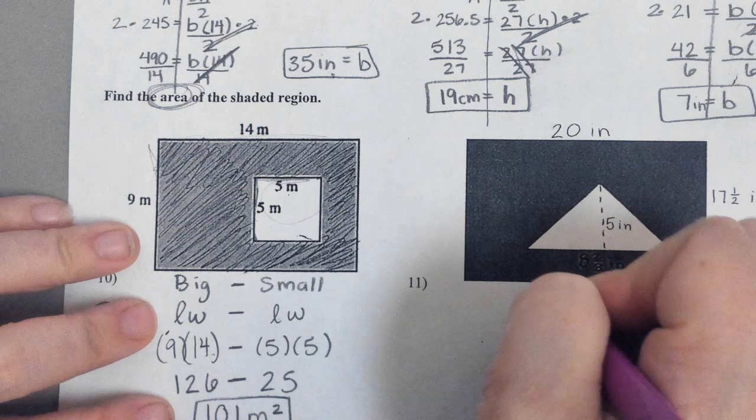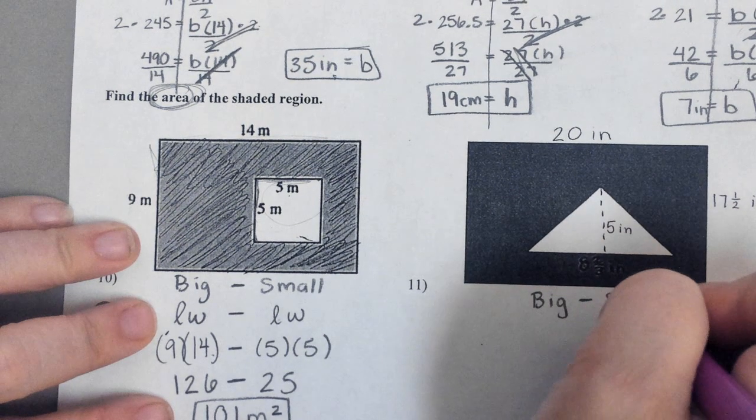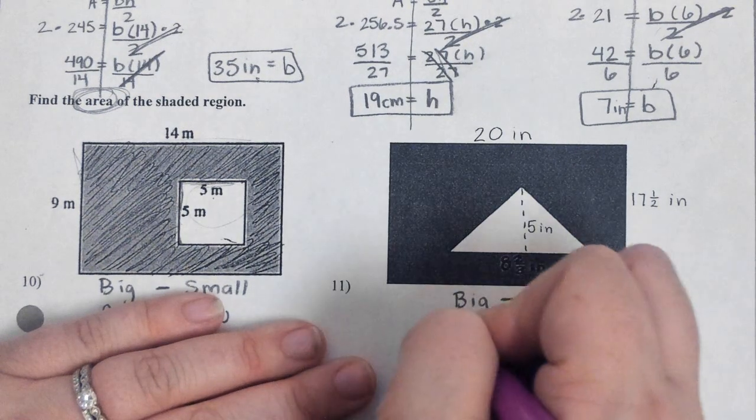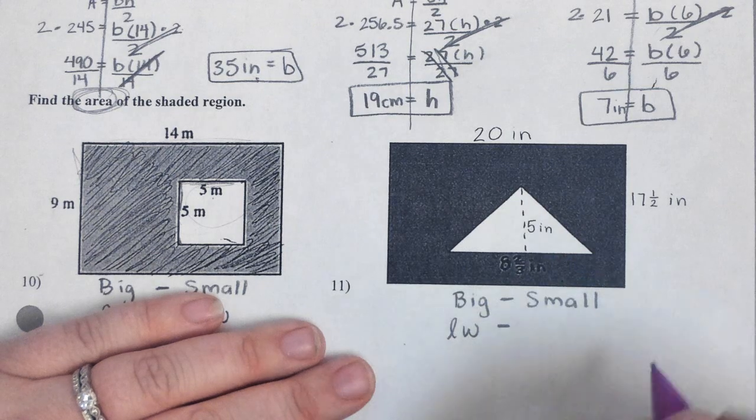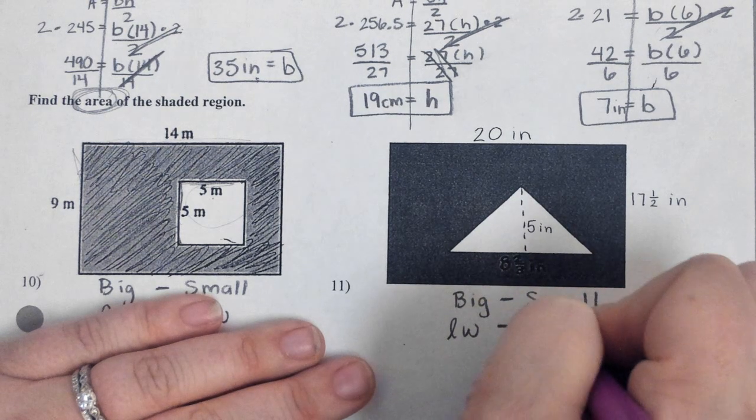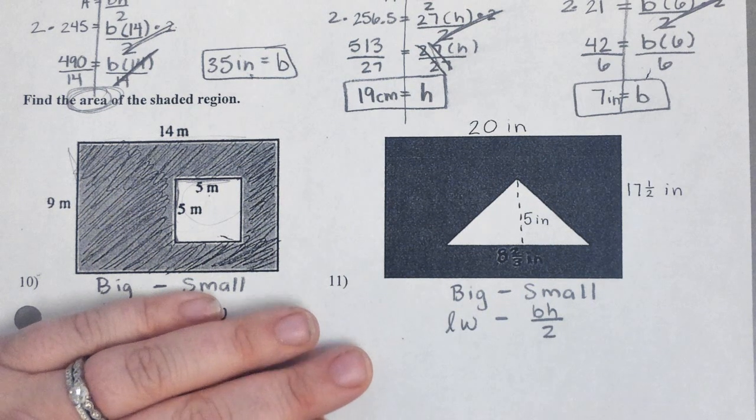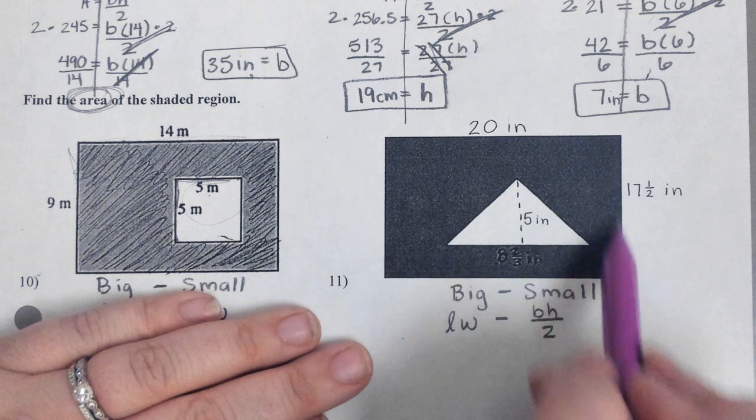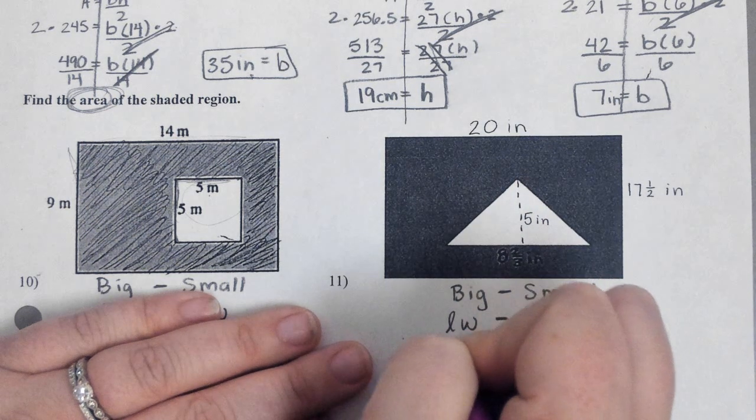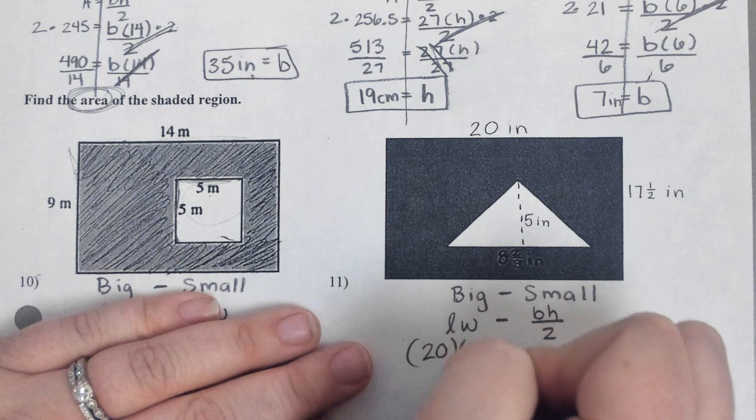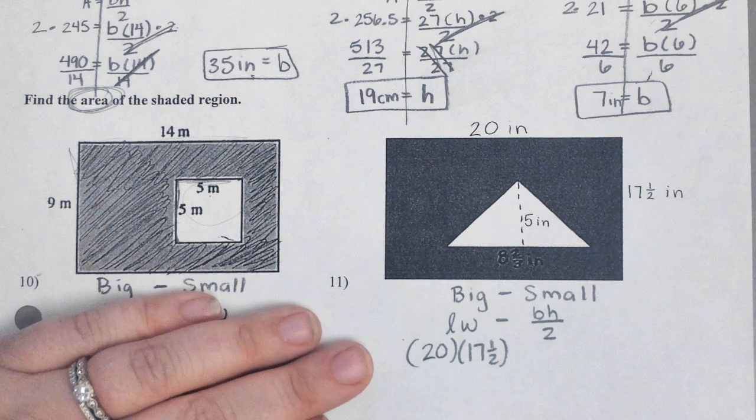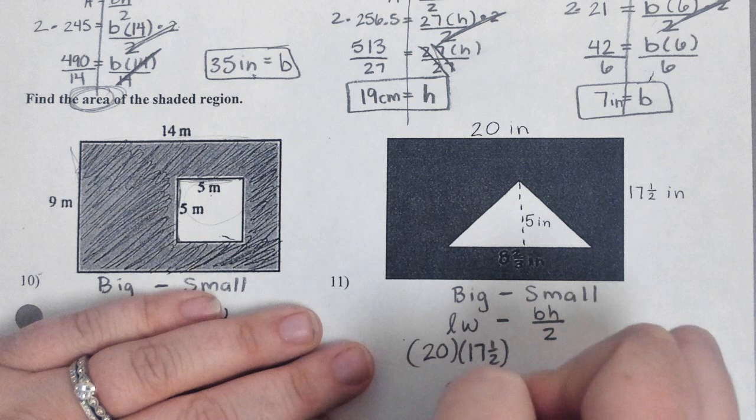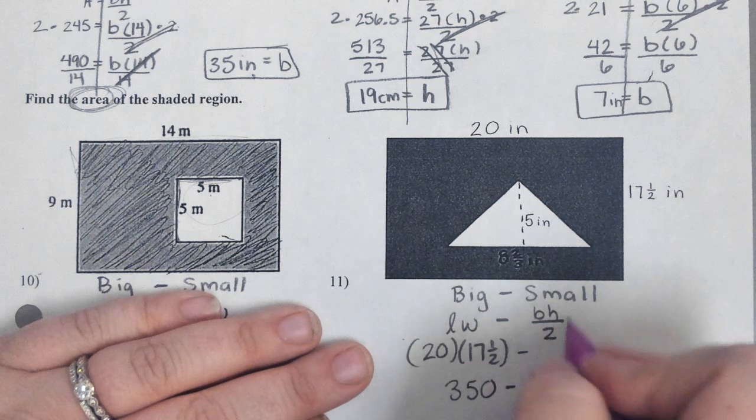Okay, same thing here. We're going to do the big shape minus the small shape. So my big shape is the rectangle, so I'm going to do length times width minus that triangle, which is base times height divided by 2. All right, my big rectangle, length times width. So I'm going to do 20 is my length, 17.5 is my width. So 20 times 17.5, using my calculator, typing that fraction in carefully. So I get 350 here, minus my triangle.